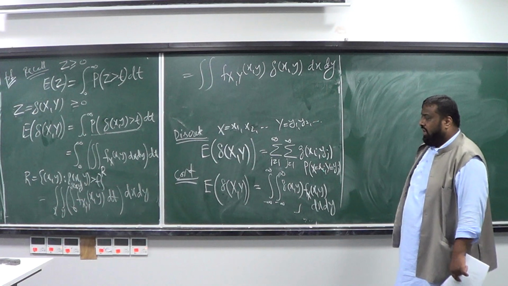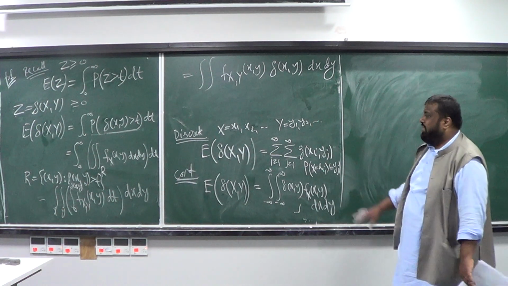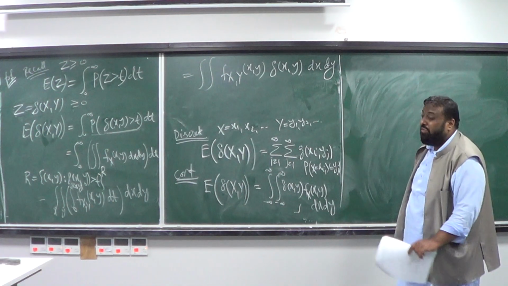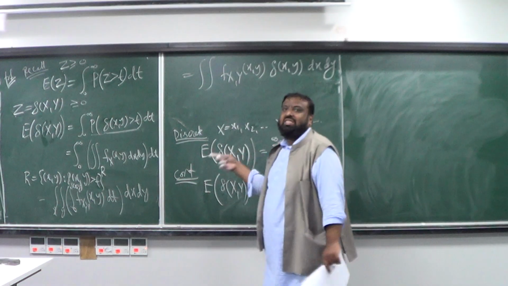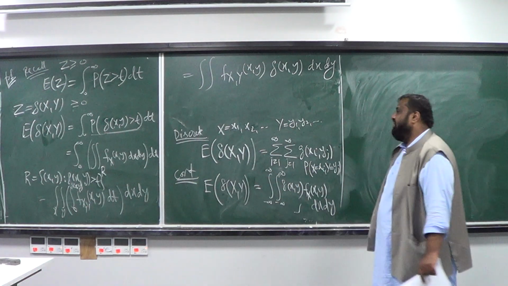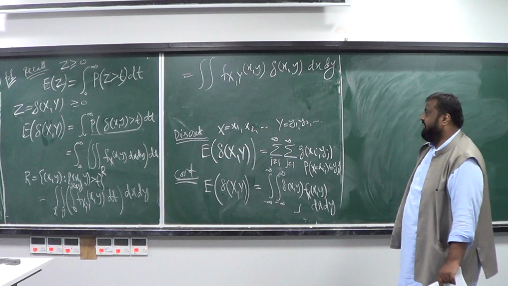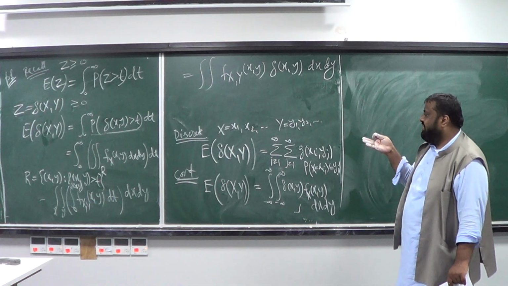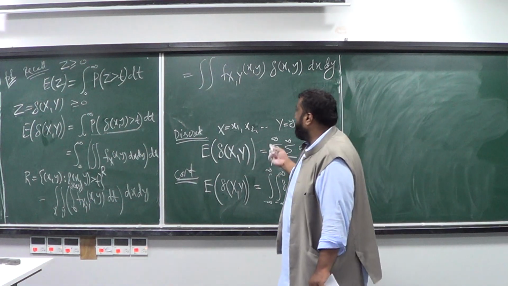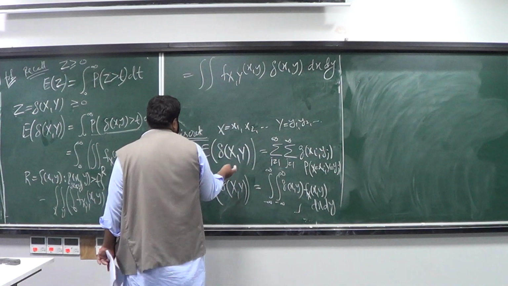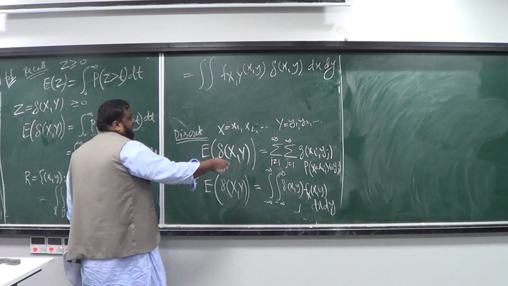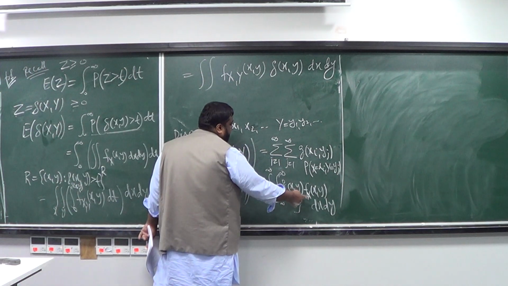So my point is this. This is just a sketch. We can make it more rigorous, but this is just a simple sketch. Its proof is very much analogous to what you did in one dimension. So what does this simply mean? If you want to find the expectation of a function of x and y, you just multiply that function with the PDF and integrate.